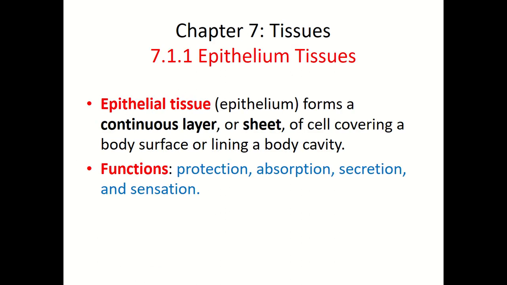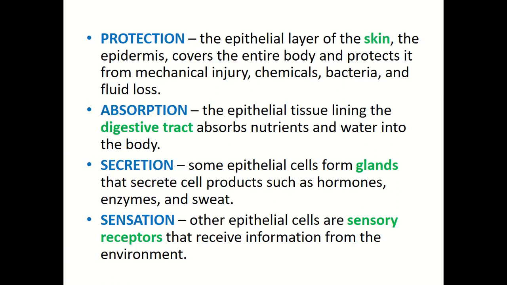So the first type of animal tissue is epithelial tissue. Epithelial tissue, also known as epithelium, forms a continuous layer or sheet covering the body surface or lining a body cavity. Its main functions are protection, absorption, secretion, and also sensation. So let's look further at all of these functions.